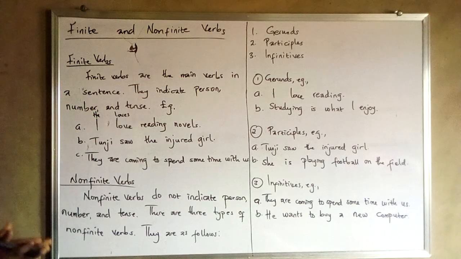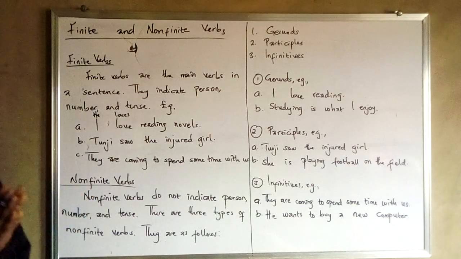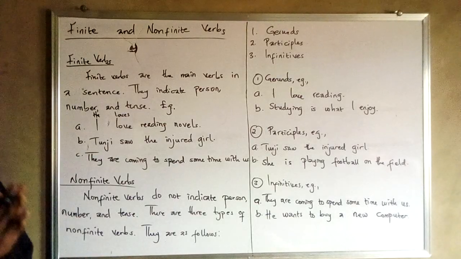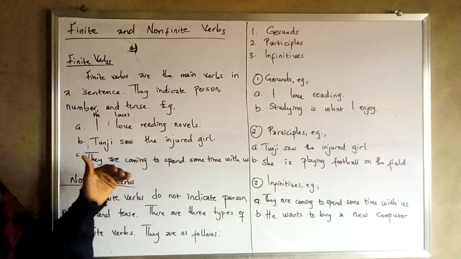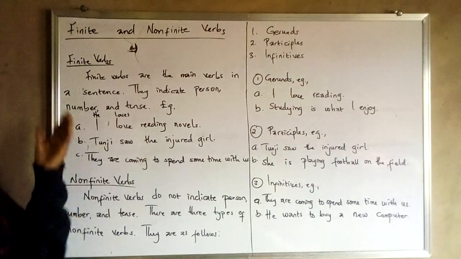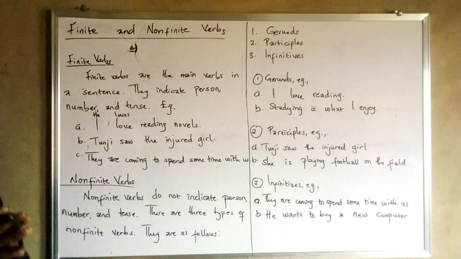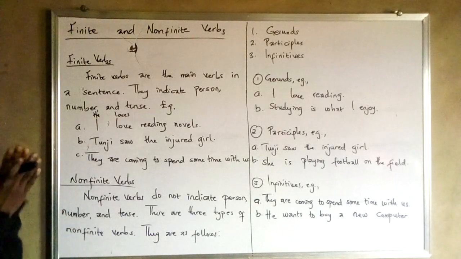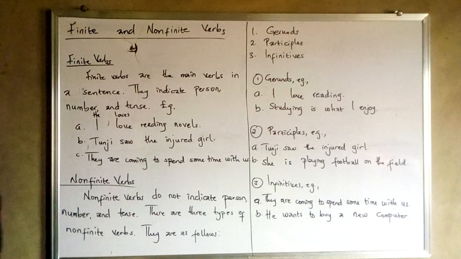Another keyword here is number. What this means here is actually the singularity or the plurality of a word. If we are having a singular entity and a verb is agreeing with a singular entity, we consider that verb to be a finite verb. And if we are having a plural entity and we have a verb agreeing with that plural entity, that verb is called a finite verb.